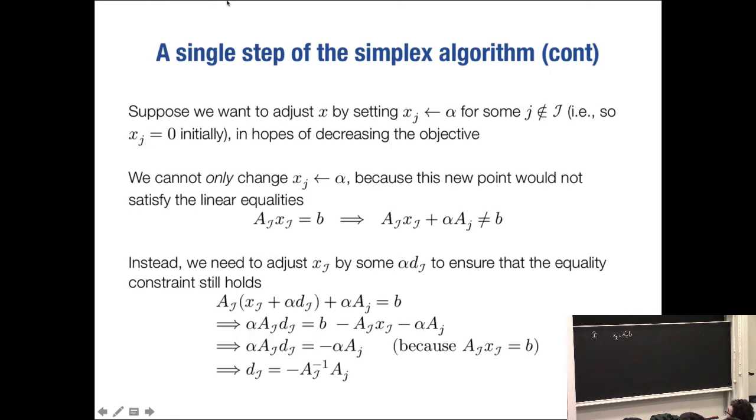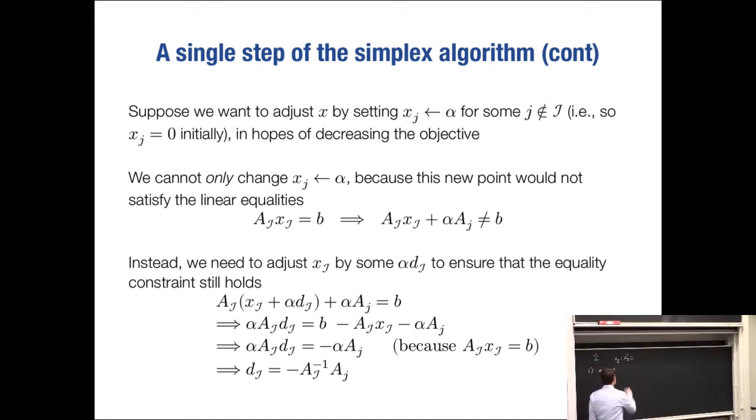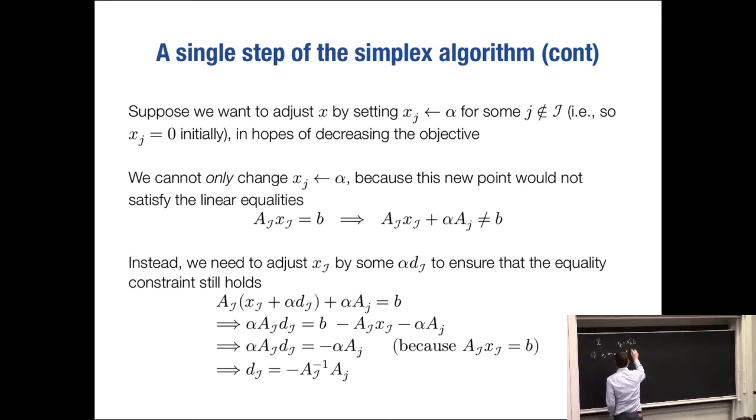So let's talk about a few things. I'll go through the first point of how I change it. Suppose I want to set some x_j to be equal to some positive number alpha for j not in my index. That would be an adjustment to x. I'm adjusting x to add some new element, hopefully with the hope of decreasing the objective value.